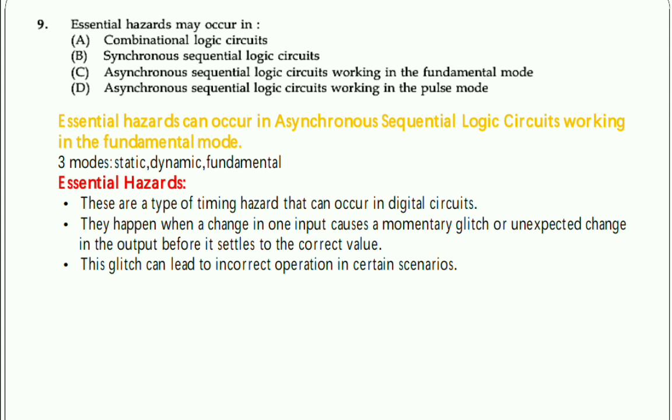So due to this type of hazard, there is a glitch that can lead to incorrect operation in certain scenarios. This will happen when a change in one input causes a momentary glitch or unexpected change in the output before it settles to the correct value.